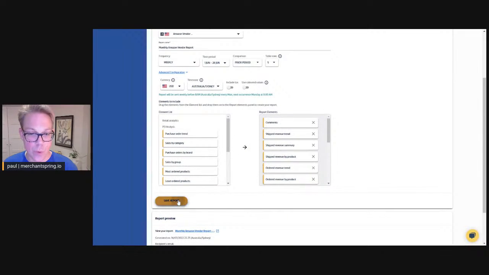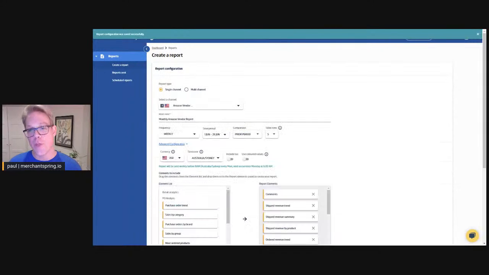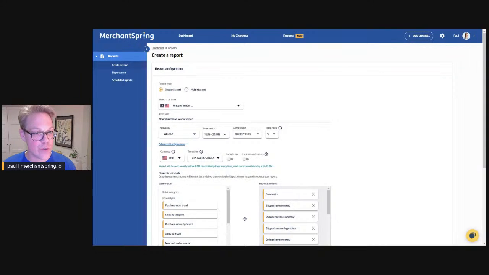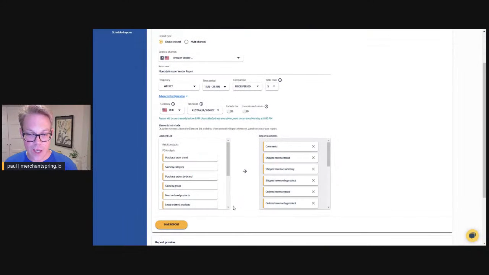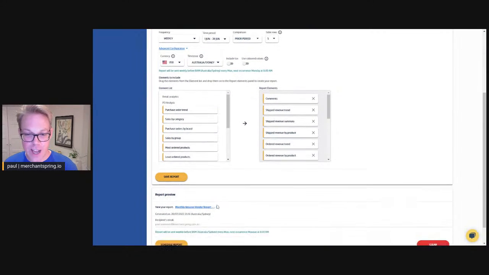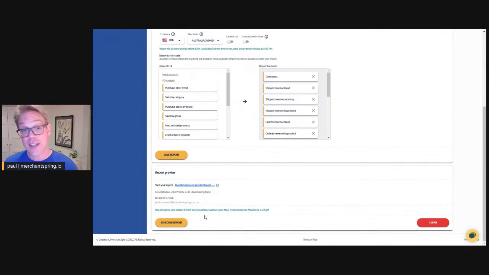Once you save this report, it is saved for that particular channel on an ongoing basis. So next time you come back to this particular channel or client or your own account, perhaps, you don't have to resave it again. So what we can do there is save it, and then we have the option of sending that report out via our email or having a look at it via HTML.